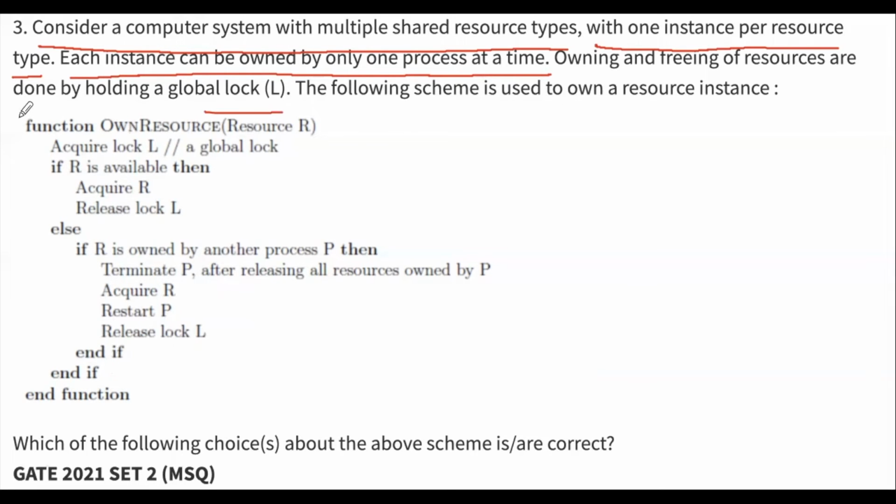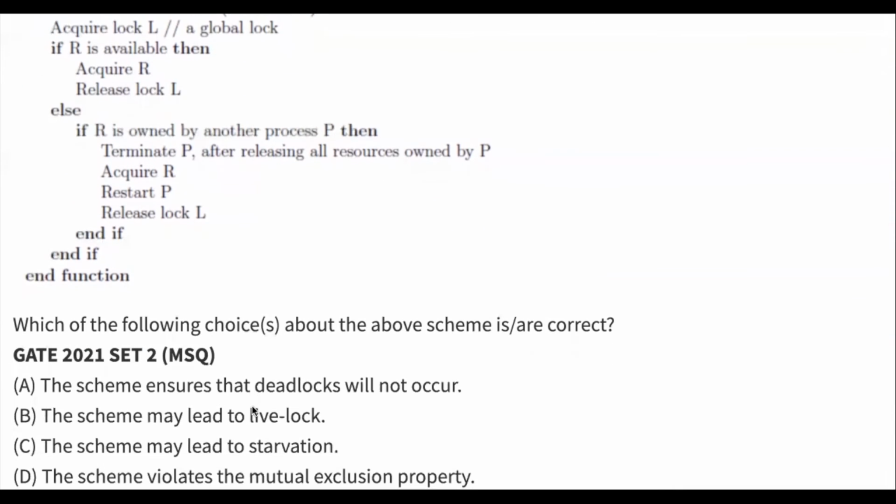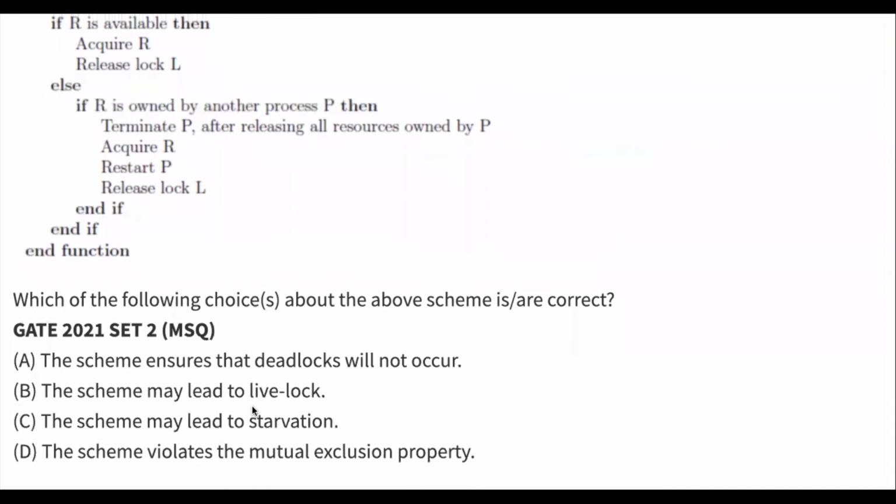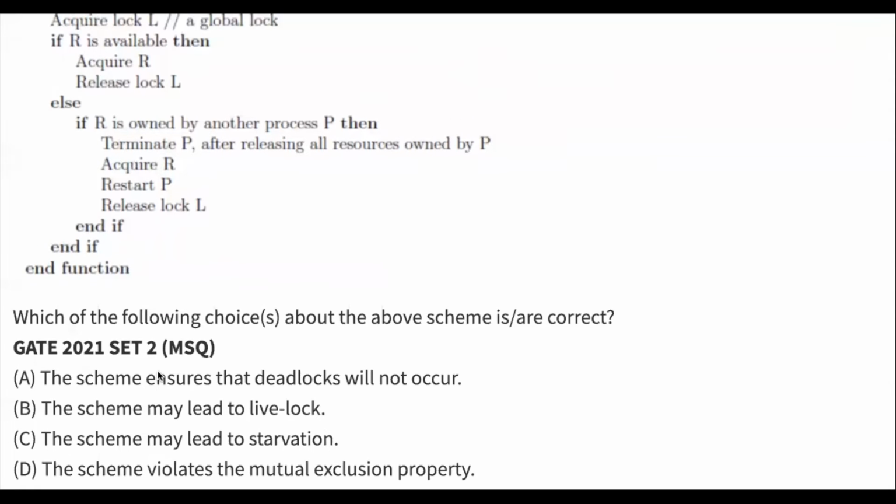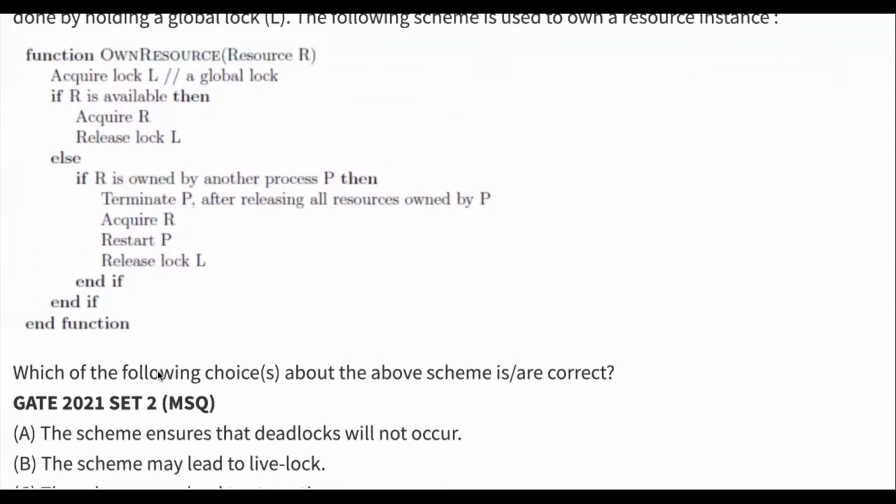So they have given this code. This code says how to own a resource for a process. What they are asking is, which of the following choices about the above scheme is right? They have given four options. The first: this scheme ensures that deadlock will not occur. So let's check whether this scheme ensures deadlock or not.